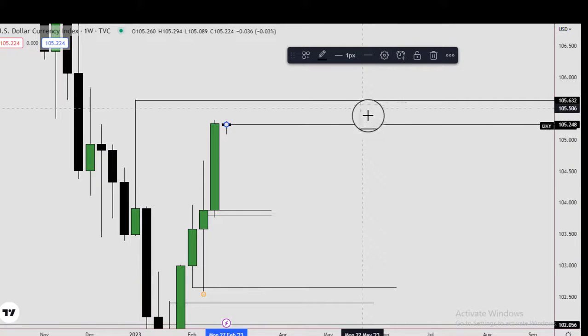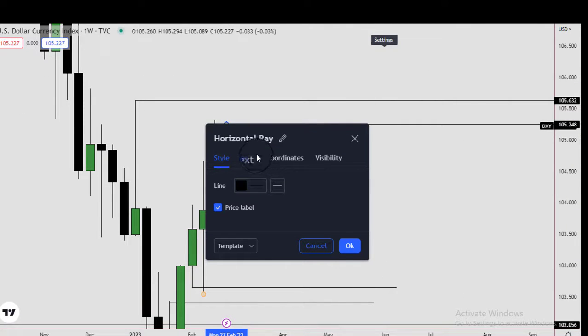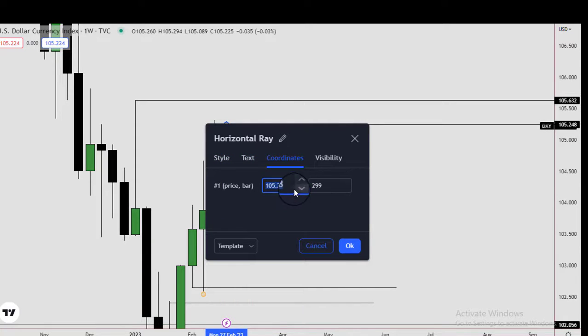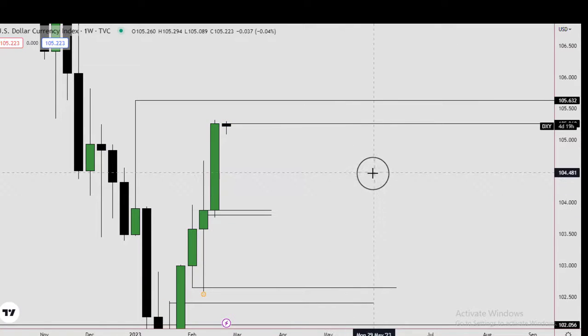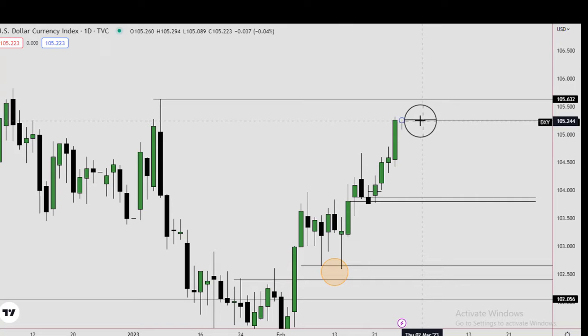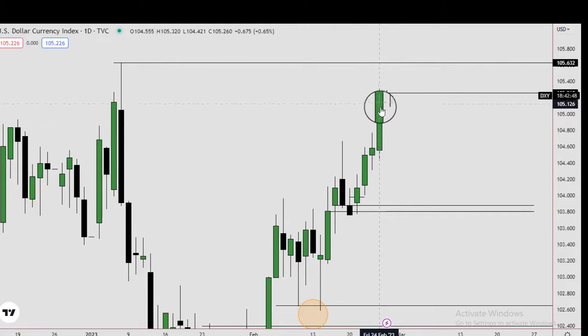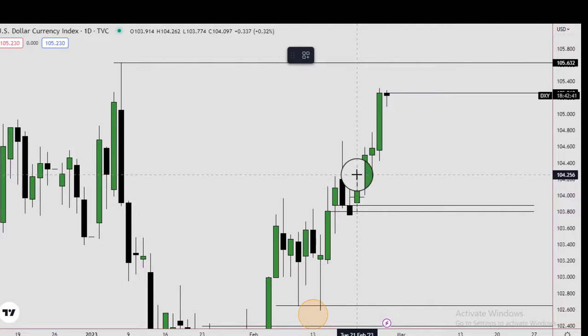So I'm going to set my horizontal line to 105.260, so that I have a specific level for the opening. So this is indicating the weekly opening. Price may like to give us a level of retracement before it starts to trade bullish one more time. Okay, so if price is going to retrace to the downside, what level are we looking at?